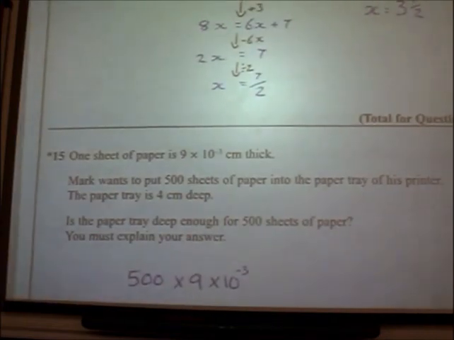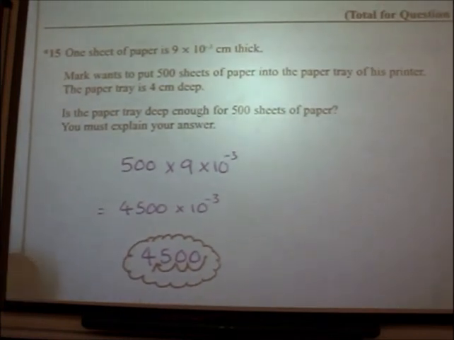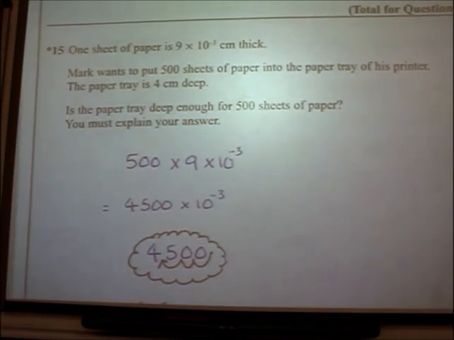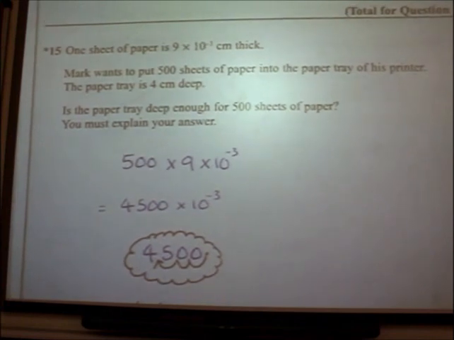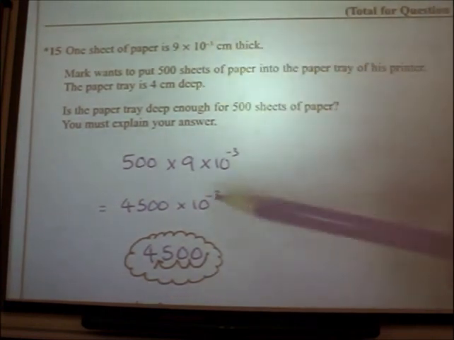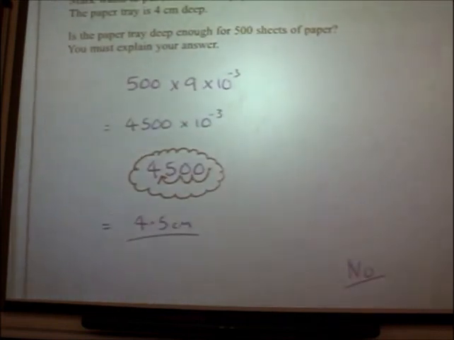Next one. A sheet of paper is 9 times 10 to the minus 3 centimetres thick. Mark wants to put 500 sheets of paper into the printer tray of his printer. The tray is 4 centimetres deep. Is the paper tray deep enough? Well, you've got to get your 500 and multiply it by the thickness of the bit of paper. It's non-calculator, but you can still do this fairly simply.